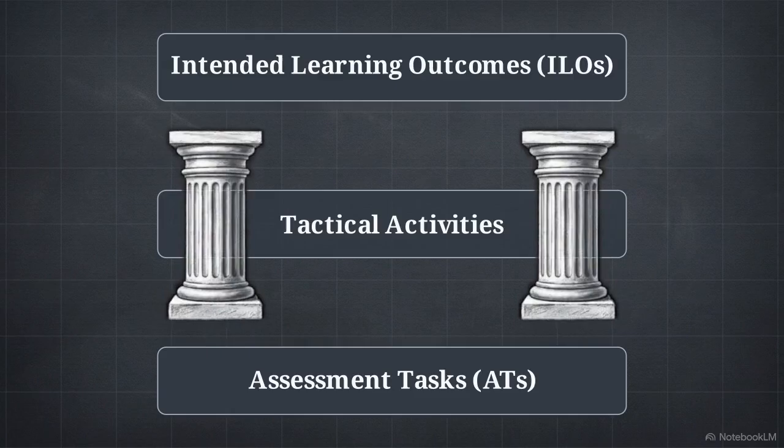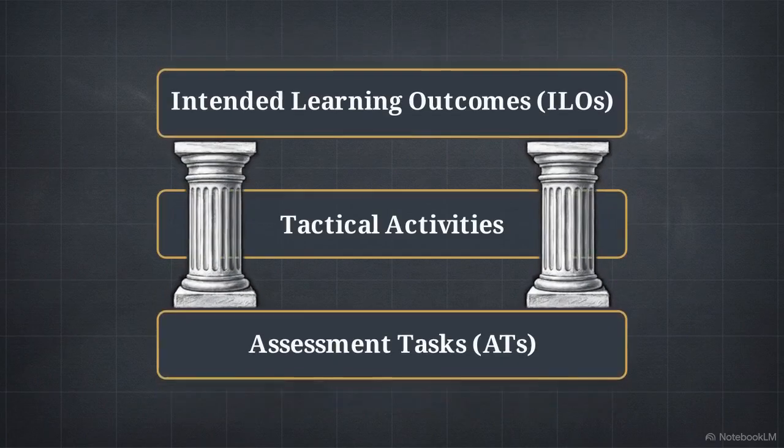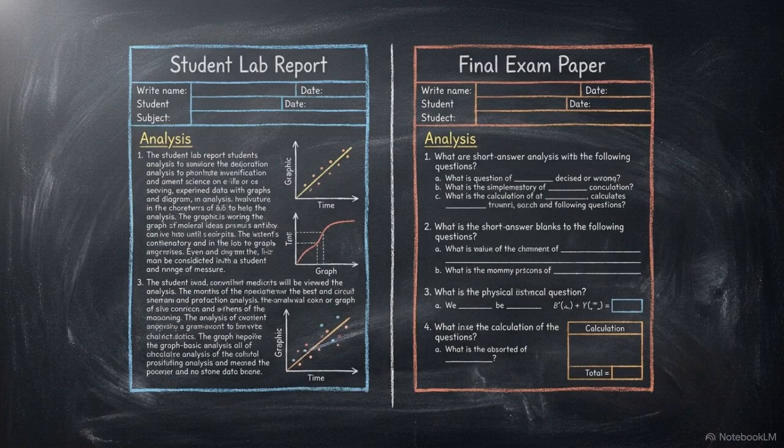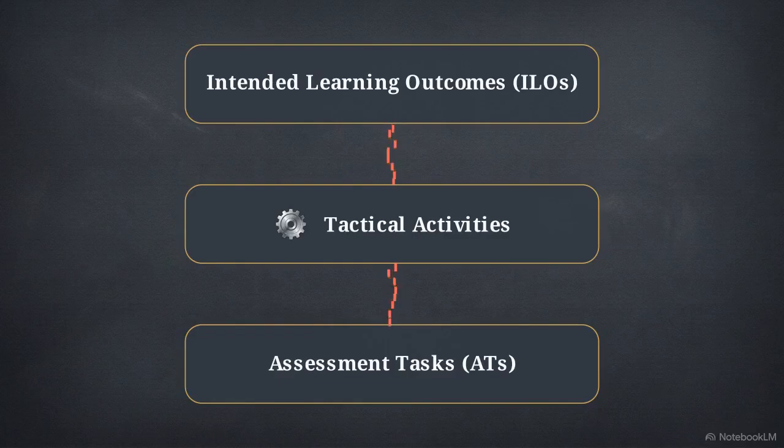John Biggs' concept of constructive alignment serves as the final synthesis of strategy, psychology, and tactics. It links intended learning outcomes directly to tactical activities and assessment tasks. In an aligned environment, a student cannot succeed on the assessment without executing the exact cognitive verbs defined in the initial strategy. When this alignment fails, it triggers the backwash effect.